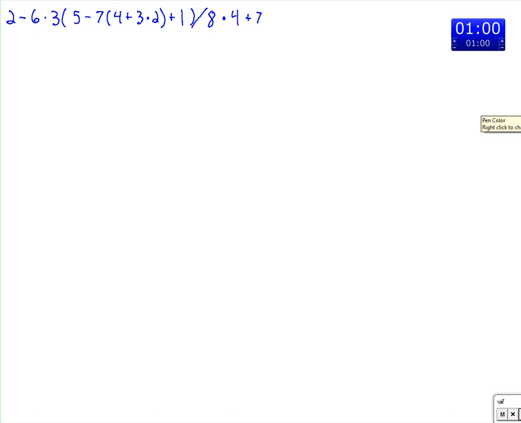Alright, ready? We're going to follow step by step. So, we're going to go to the innermost parentheses, start to see what there is to see there. Okay. So here's the inside parentheses. Should I do 4 plus 3?